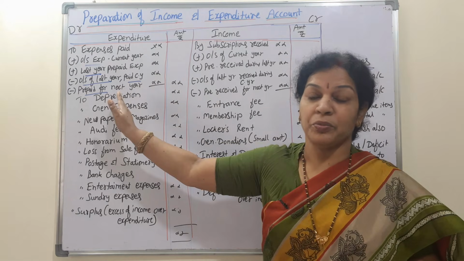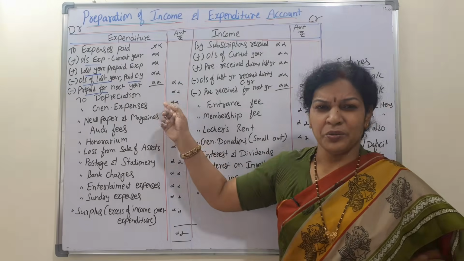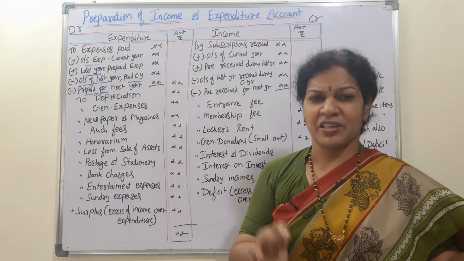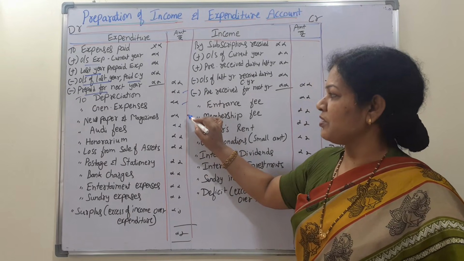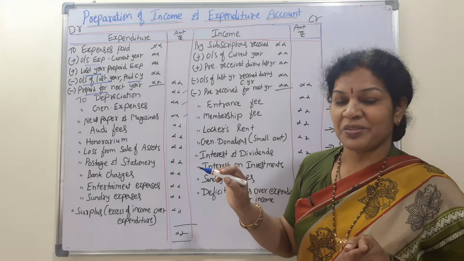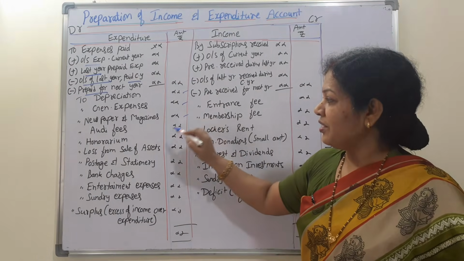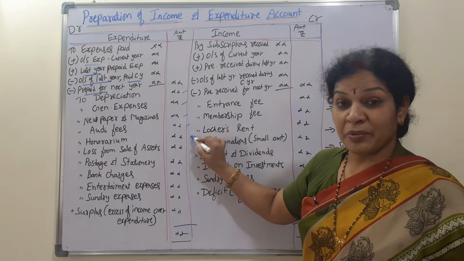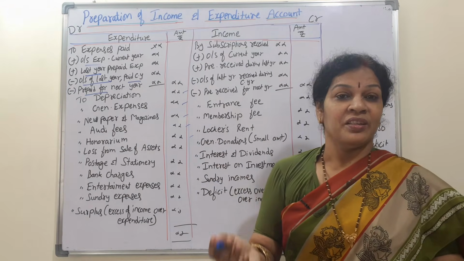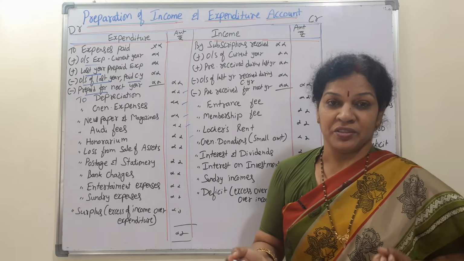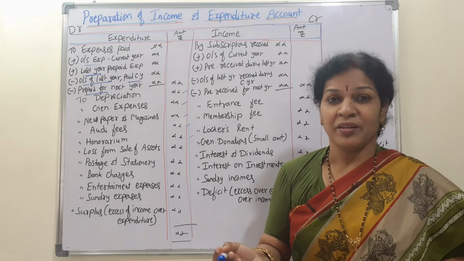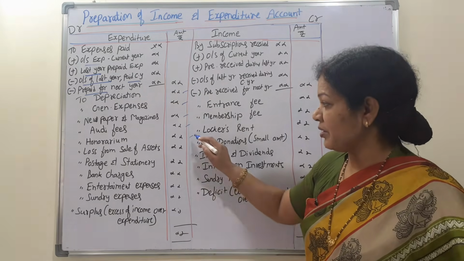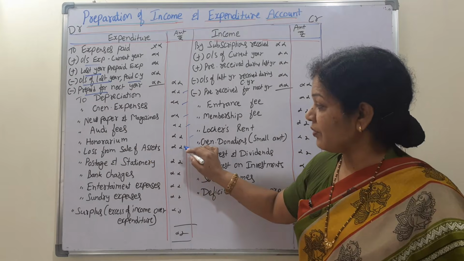Apart from this, what else? You know the rest of the expenses, just like the profit and loss account: depreciation, general expenses, newspaper and magazines purchased. Purchase means it's an expense. Audit fee paid, honorarium. Honorarium means something given to others, like refreshments, memento, bouquet. All these things come under honorarium payment.